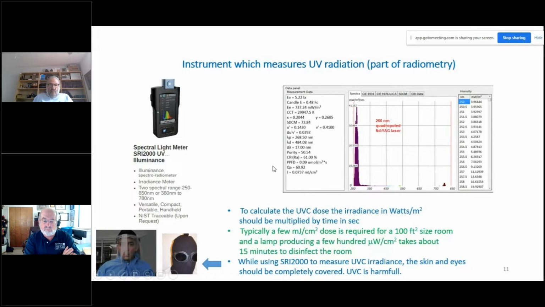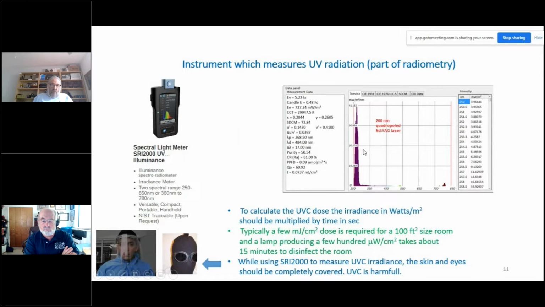So UVC is very popular these days because of the coronavirus situation. It can be used for disinfecting surfaces in hospitals and buses. And we have this instrument called SRI 2000 UV illuminance meter. It has a range from 250 to 850 nanometer, which could measure that.